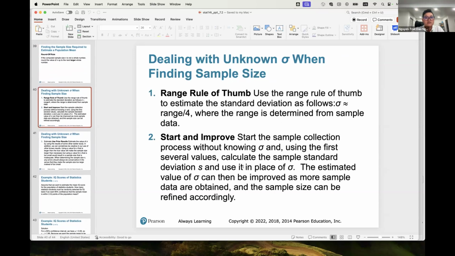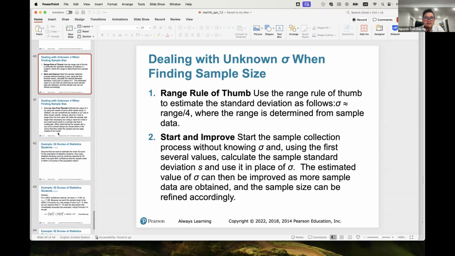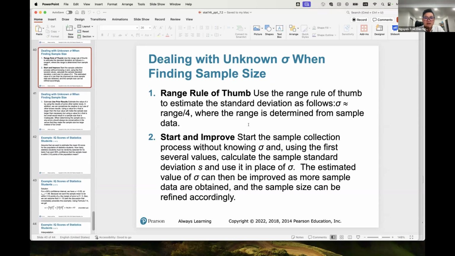And these are the rule of thumb and other ways to deal with the unknown sigma when finding the sample size. We use the range rule of thumb to estimate the standard deviation as follows: sigma equals range divided by 4, where the range is determined from the sample data.